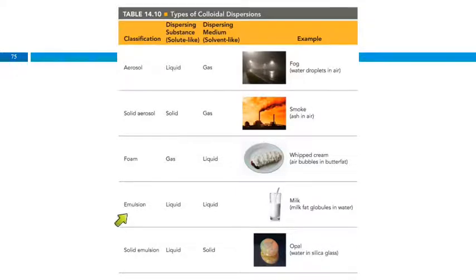An emulsion is a liquid in a liquid. An example of that is milk. You get the fat globules and the protein molecules dispersed in the liquid. And then you can also have a solid emulsion. So opal, these are gems. People make rings out of them and stuff. That's actually water dispersed in silica glass. So it's a liquid dispersed in a solid.